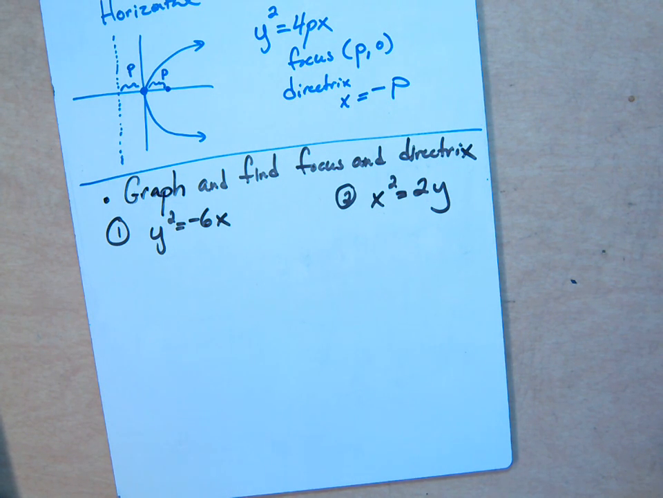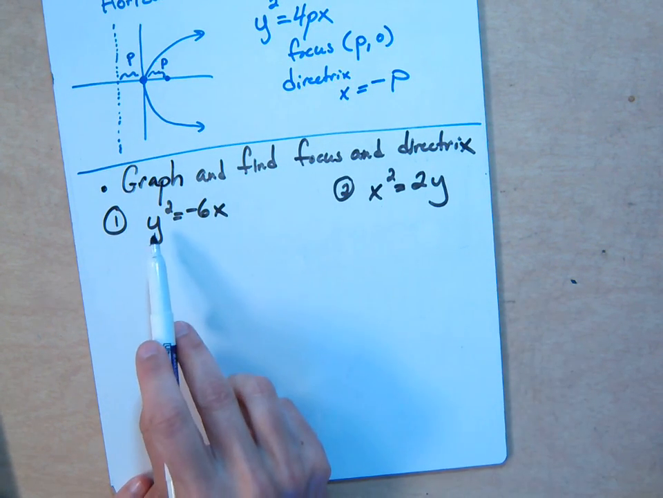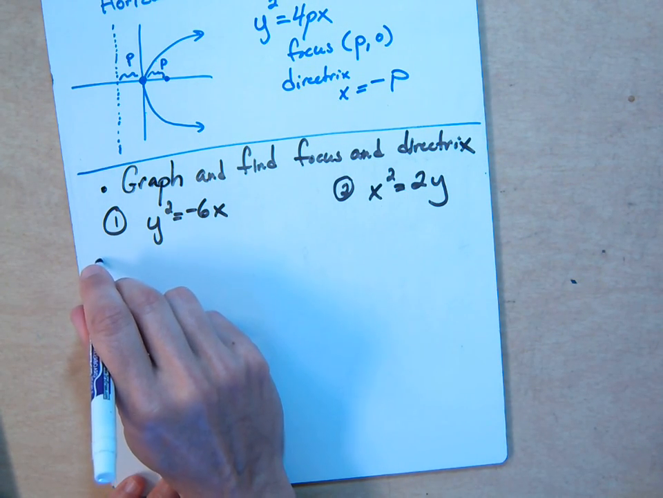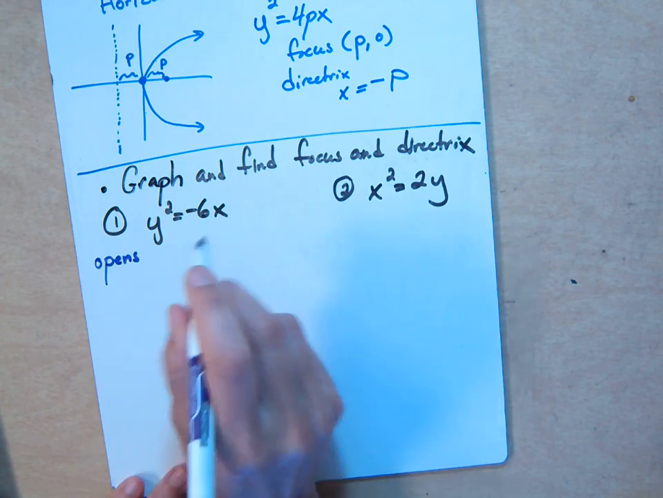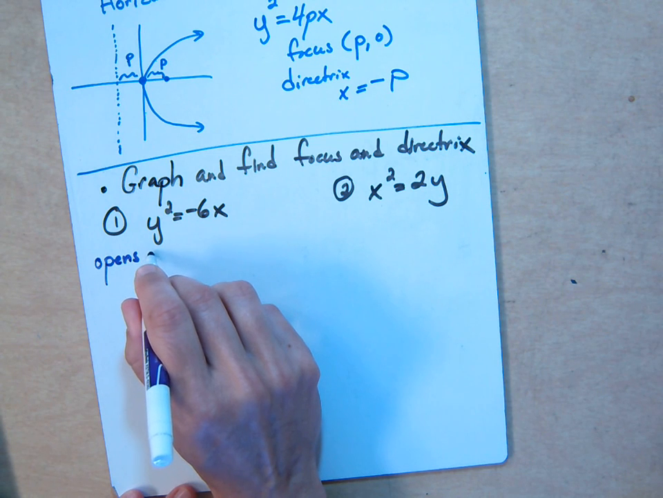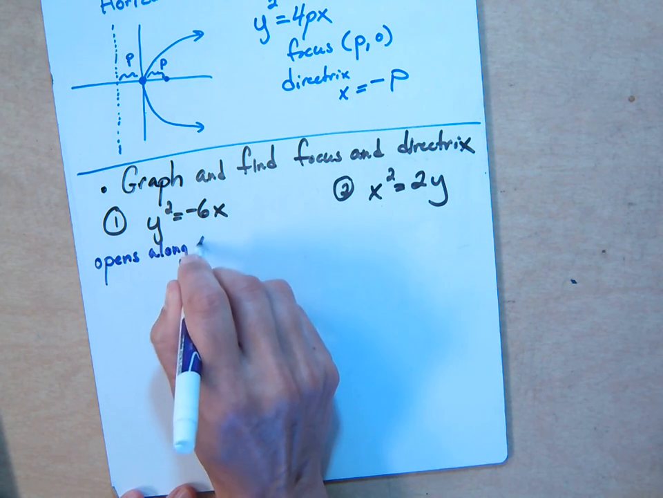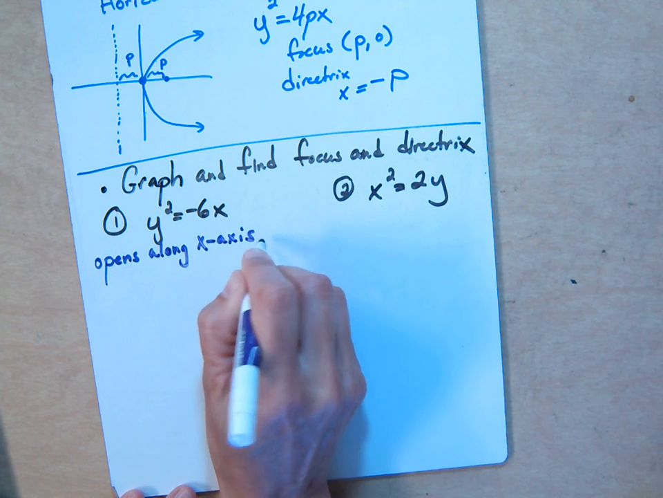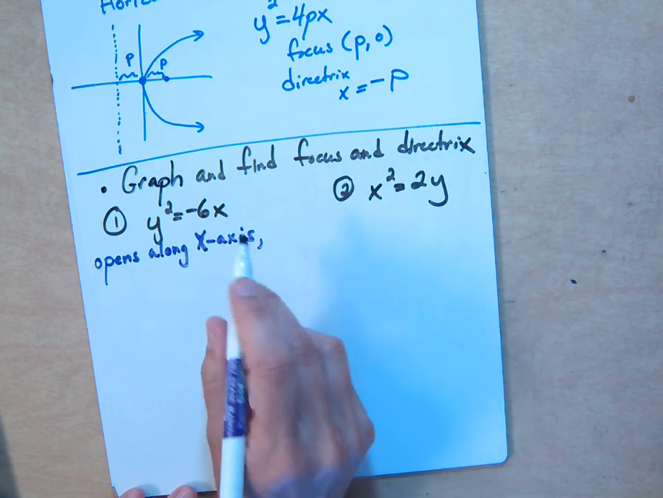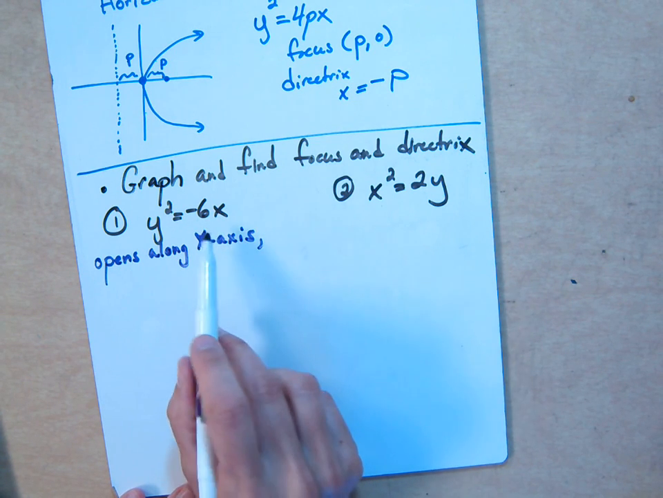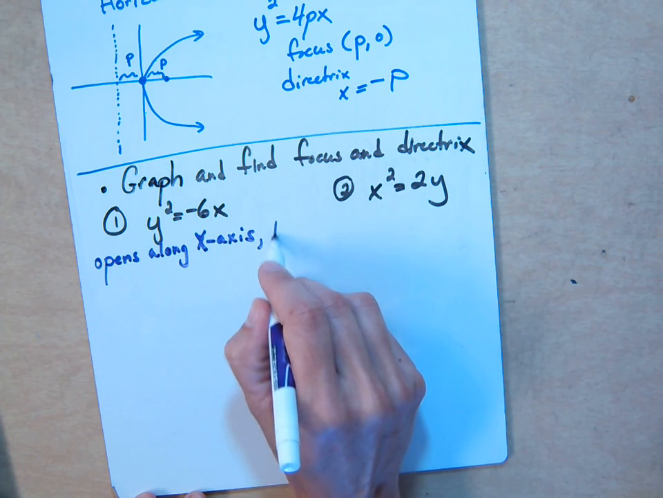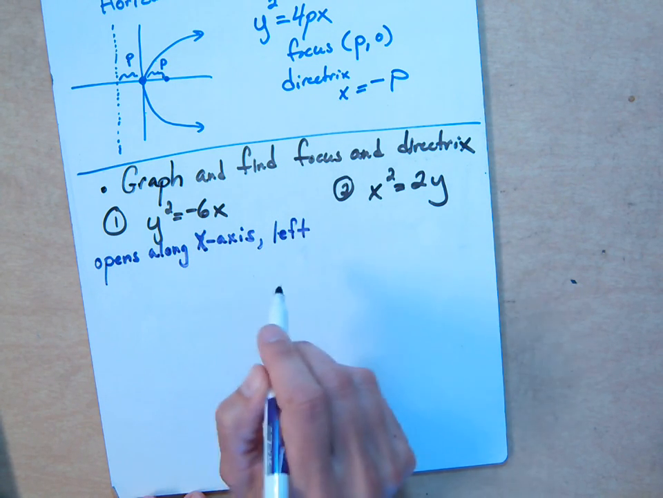Okay. So since this is y squared, it opens along the x-axis. So I'm going to write that because I need you to sketch a picture where we're going to graph it. So opens along the x-axis. And does it open right or left? It's going to open left because of this negative here. If it's positive, it'll go right. If it's negative, it'll go left. So it's going to open left.